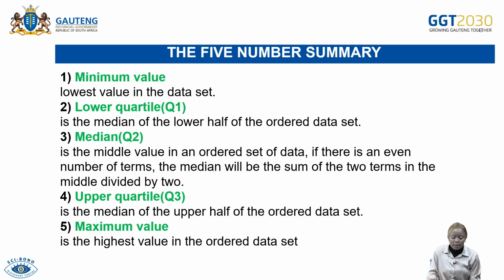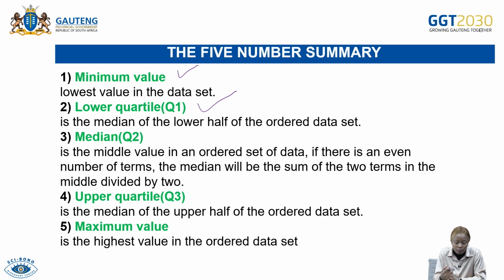Okay, let's quickly look at the 5-number summary because we are out of time. In the 5-number summary, you've got your minimum value. Even the word itself says it, it's the lowest value in the data set, so we call it the minimum value. And then you've got the lower quartile. You already know what a lower quartile is and how you find it, right? I said the lower quartile is the median of the lower half of the ordered data set.